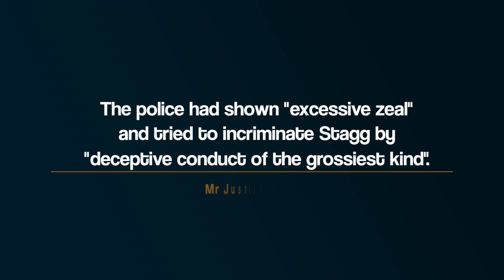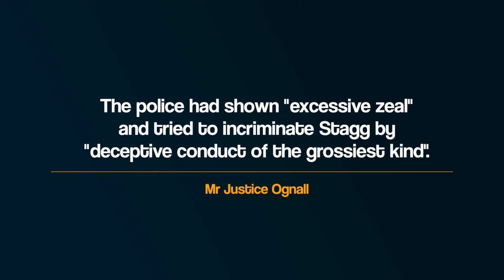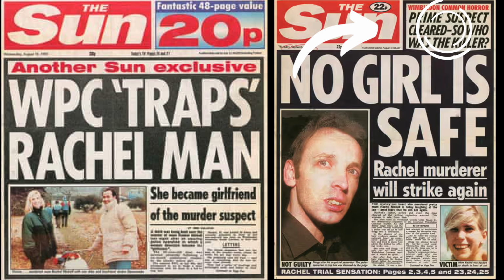When the Colin Stagg case went to trial in 1994, the judge concluded that the police had shown excessive zeal and tried to incriminate Stagg by deceptive conduct of the grossest kind, and Colin Stagg was declared not guilty and free from any criminal charge. Whilst the police were so focused on Colin Stagg as a result of the work of the forensic psychologist, to the exclusion of other potential suspects, the real criminal went on to commit another murder.